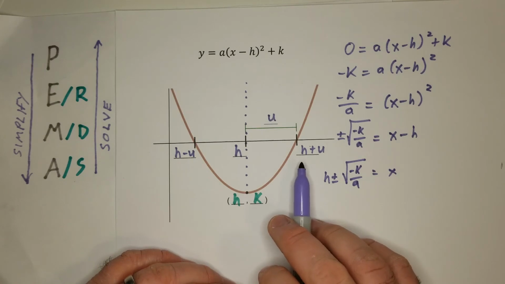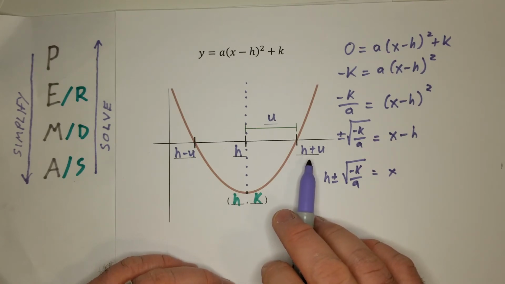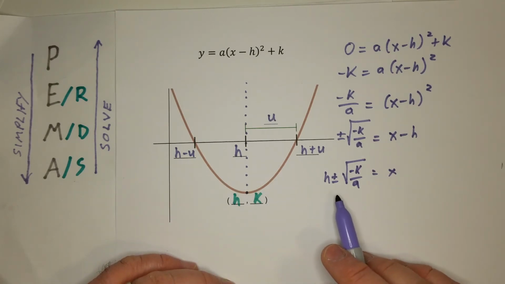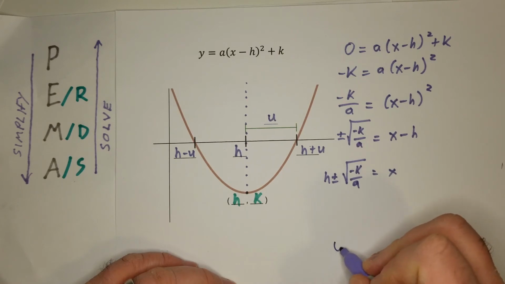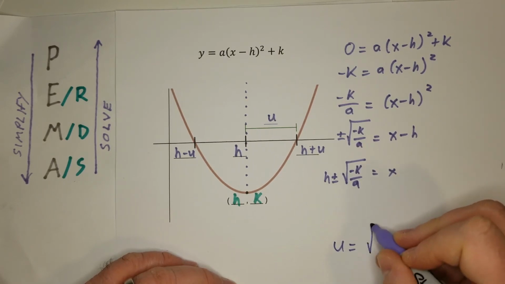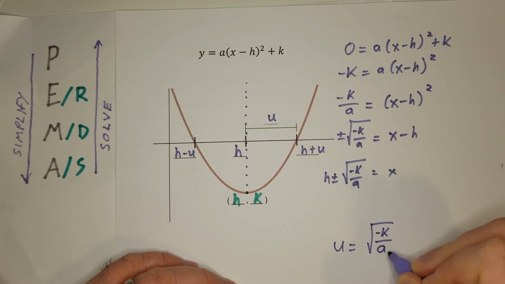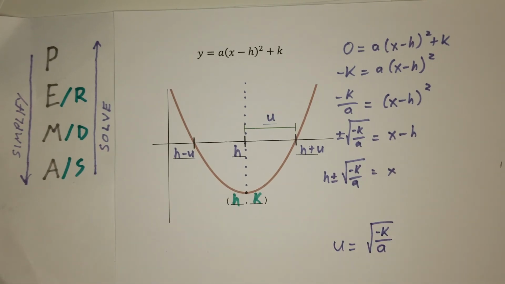And again, these roots are h plus u and h minus u, and here we have h plus or minus the square root of negative k over a. So in this case, that distance u is going to be the square root of negative k over a. We'll get into this a little bit later as well.